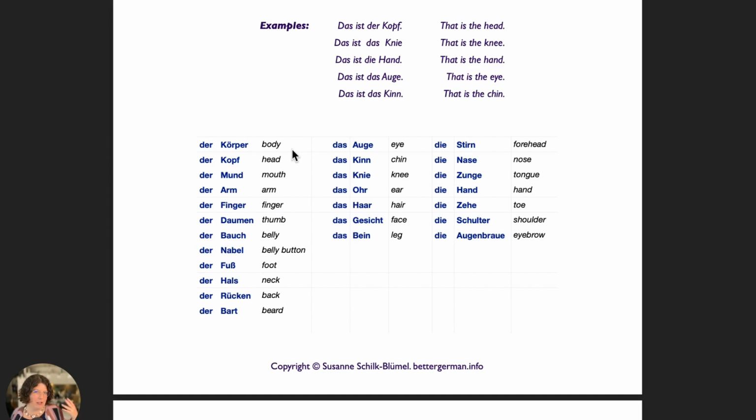Das ist der Bart. That's for all the gentlemen out there that have a beard. It would be here if I had one. Das ist das Auge. Das ist das Kinn. Das ist das Knie. Das ist das Ohr. Das ist das Haar. Das ist das Gesicht. Das ist das Bein.